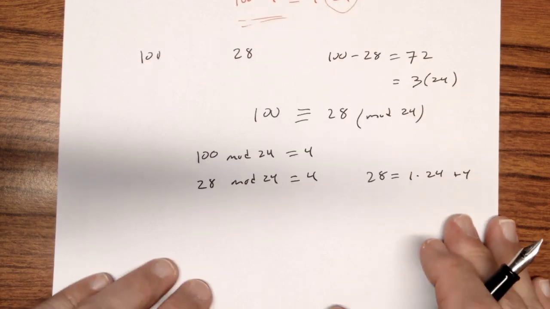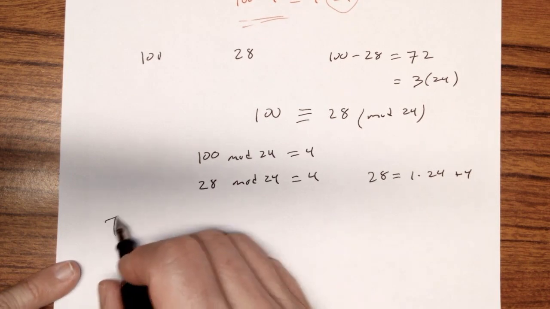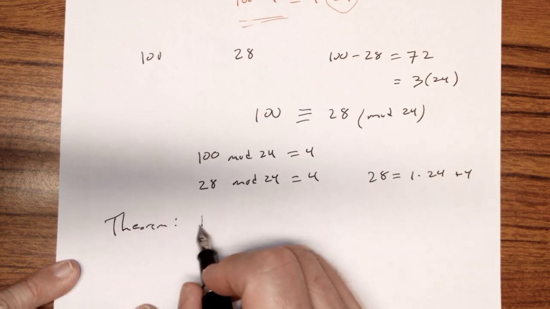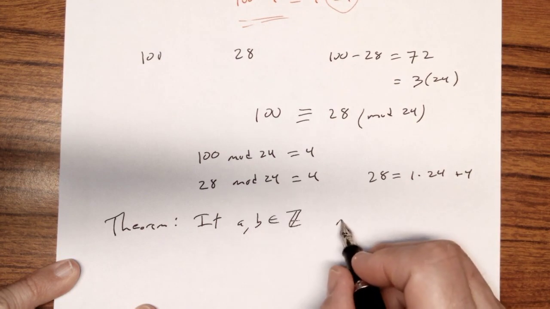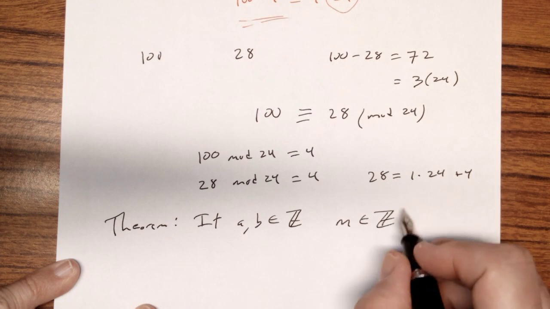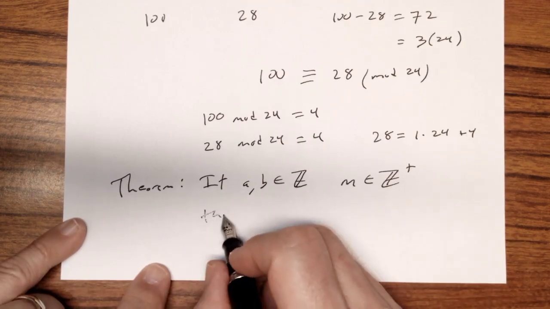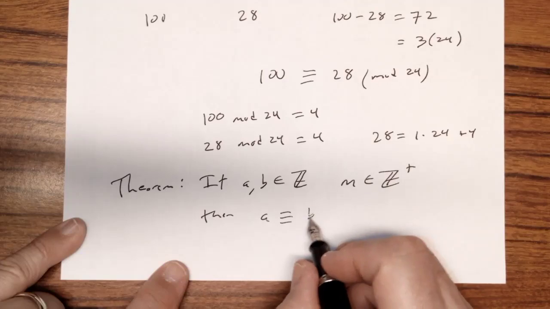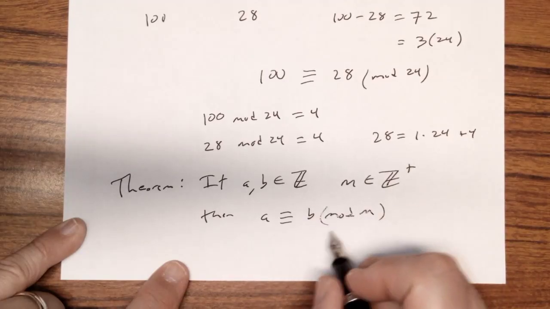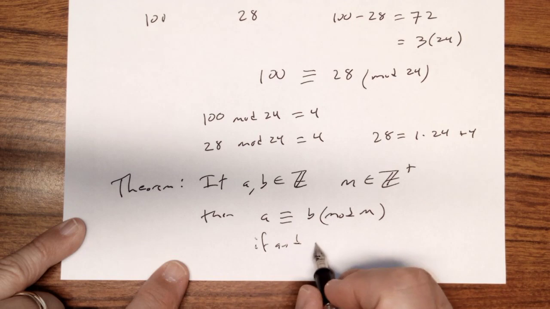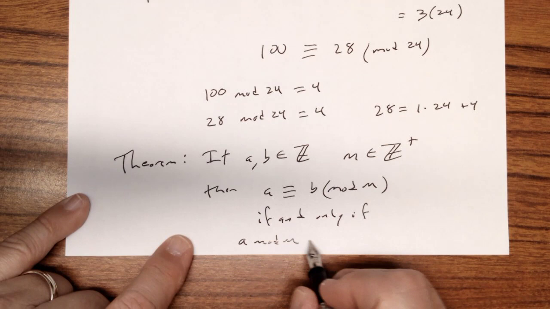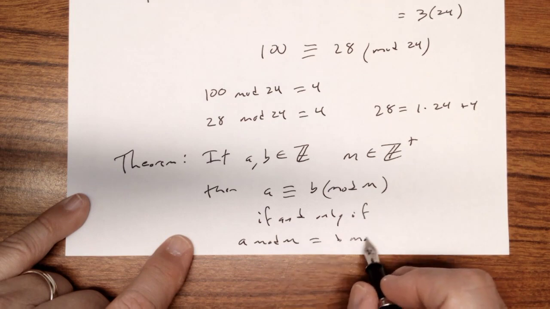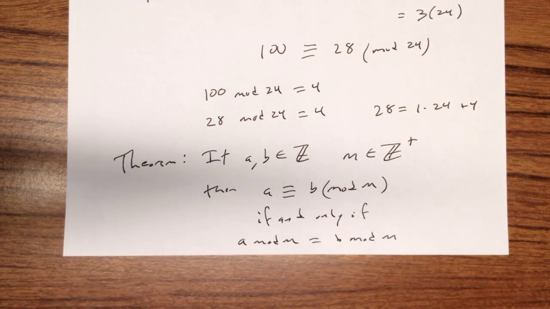And that's actually a theorem I can prove in general. If I have two integers and the modulus is a positive integer, then A is congruent to B mod M if and only if A mod M equals B mod M. If and only if they have the same remainders when you divide by the modulus.